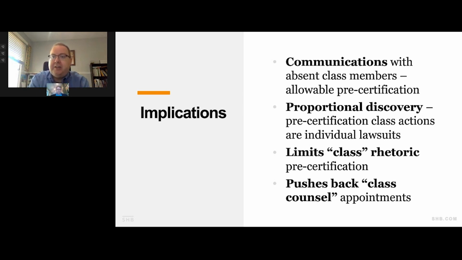So in evaluating the stakes during discovery disputes under the amended 2015 civil rules, you're going to have a much stronger argument for limiting discovery on undue burden grounds.